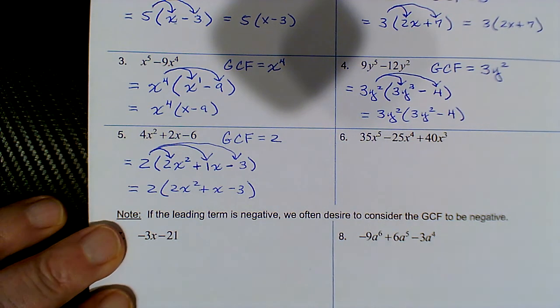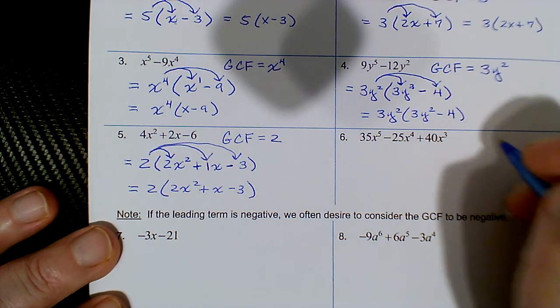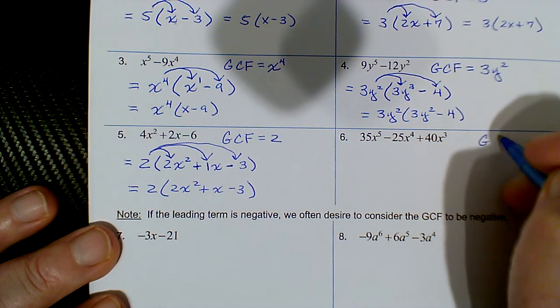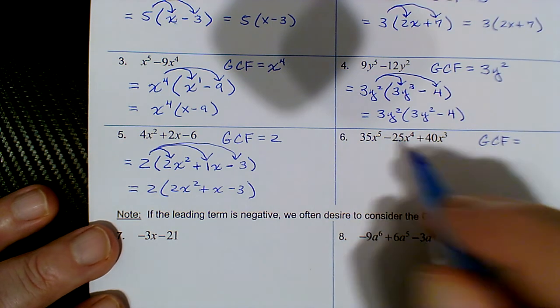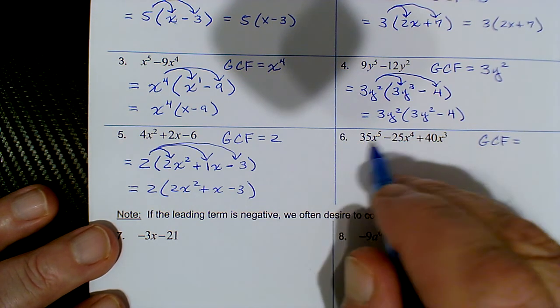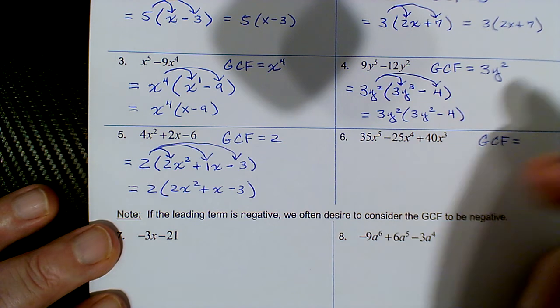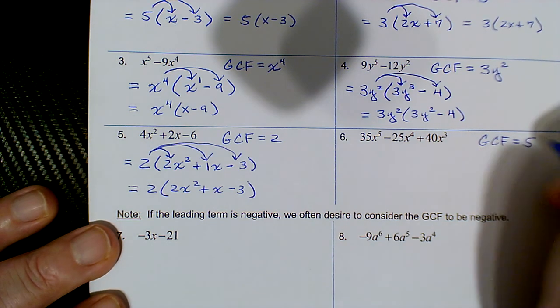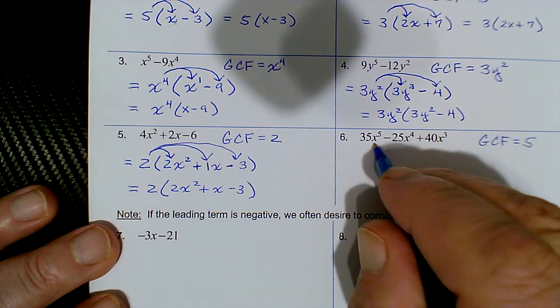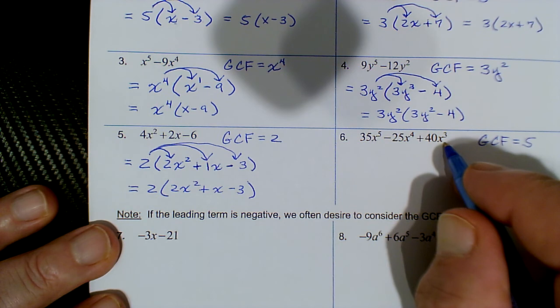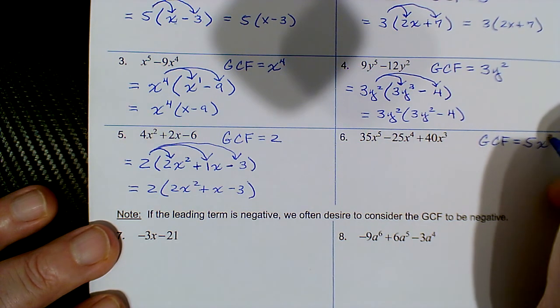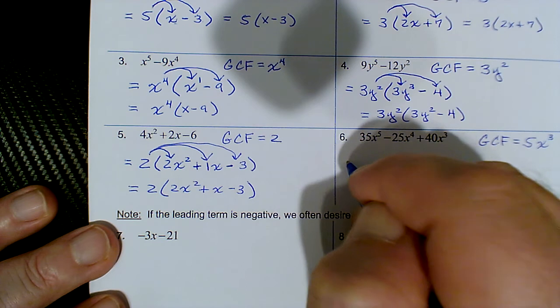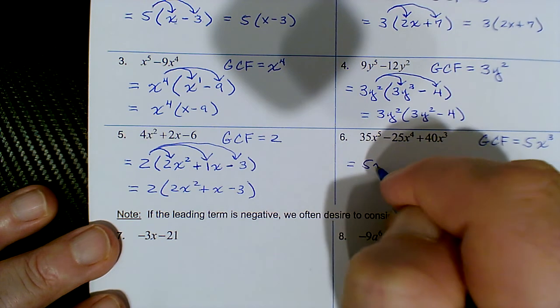Okay, here's one a little more interesting. But just compare the terms factor by factor. Compare the coefficients, 35, 25, and 40. It looks like a 5 would be common. And then compare the variables, again, the smallest power, in this case x cubed. So write down the greatest common factor, 5x cubed.